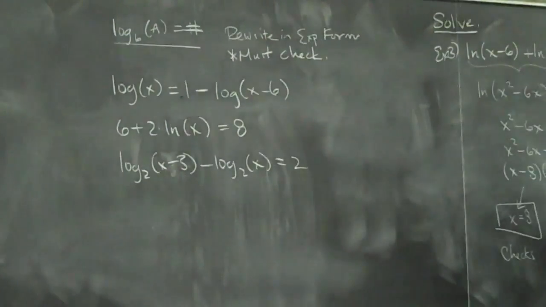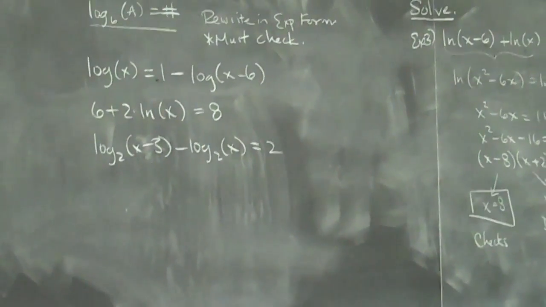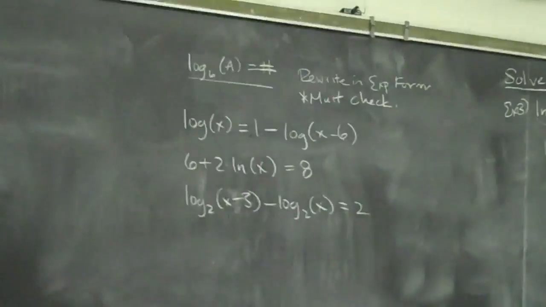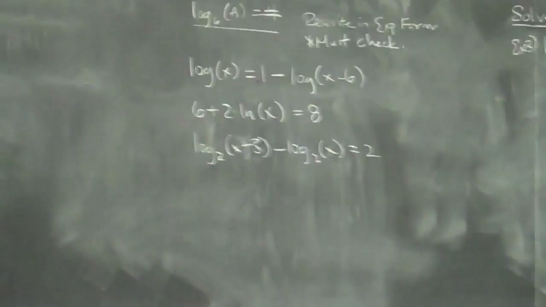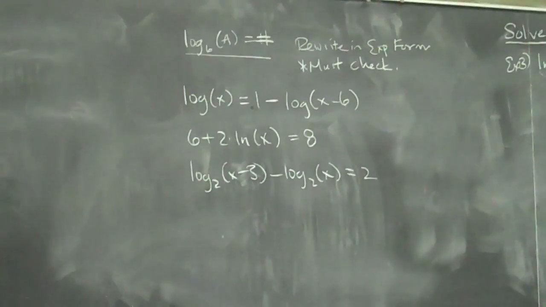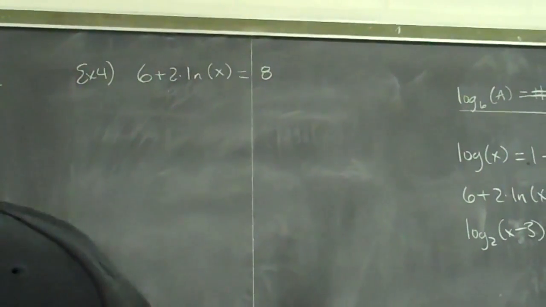We're already in that form, log equals number, okay? So what I want to do is start with the middle one, the one I said was the easy one. So if I have 6 plus 2 times the natural log of x equals 8. Maybe we should have done the third one. Oh, we'll do this one.